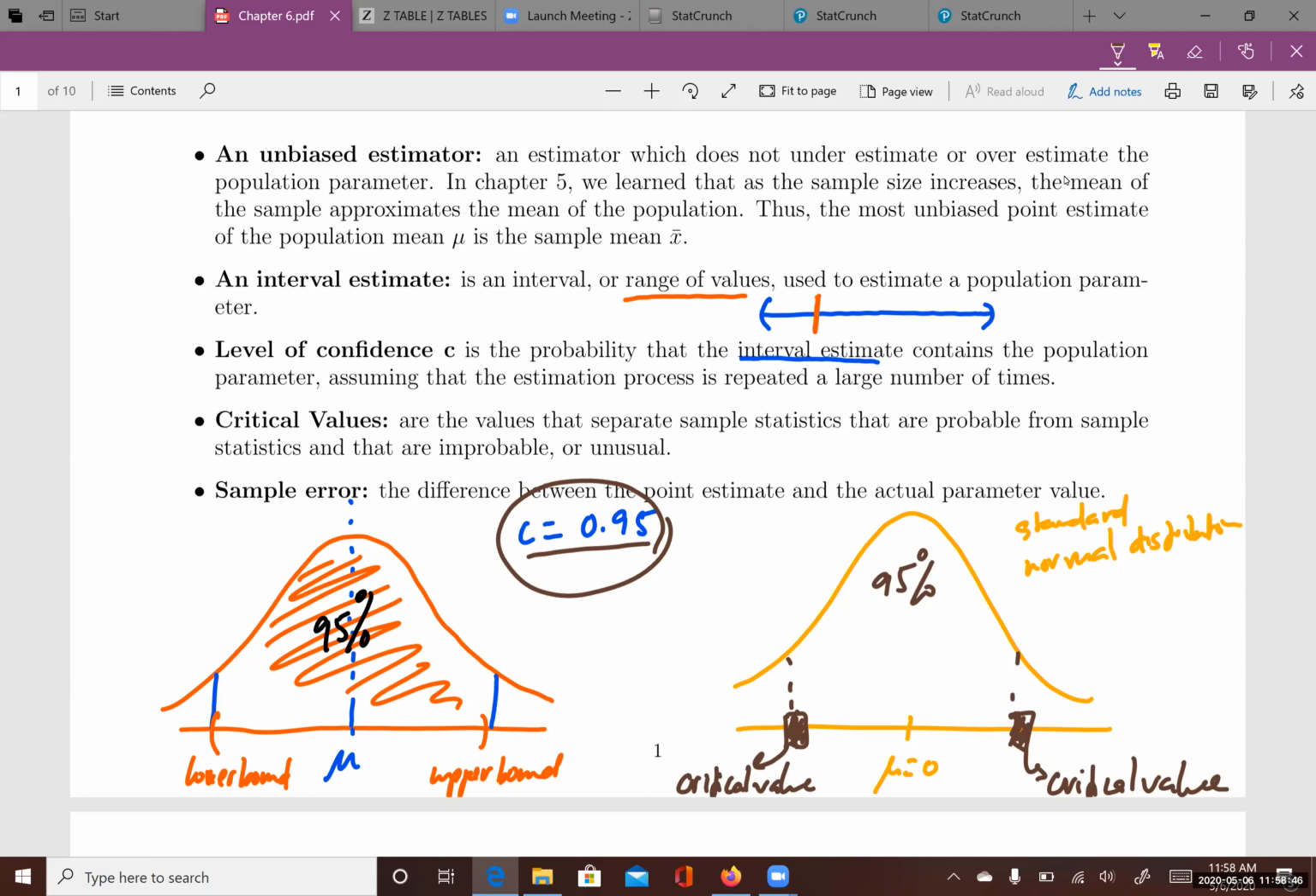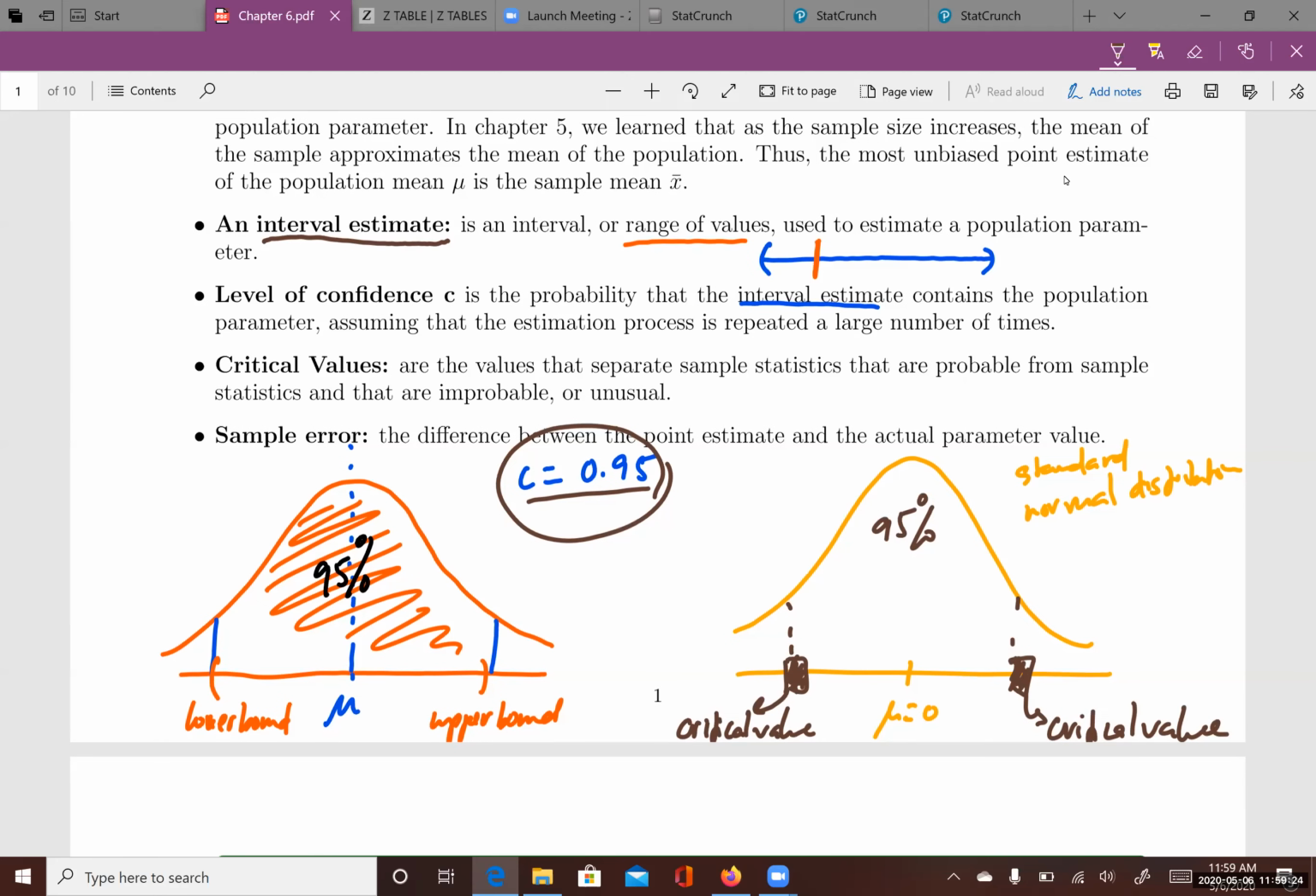All right. And again, we're going to use level of confidence and critical values in order to construct an interval estimate. We then use the interval estimate to capture the population parameter that we're looking to estimate. Again, we're hoping to capture it with some level of confidence.